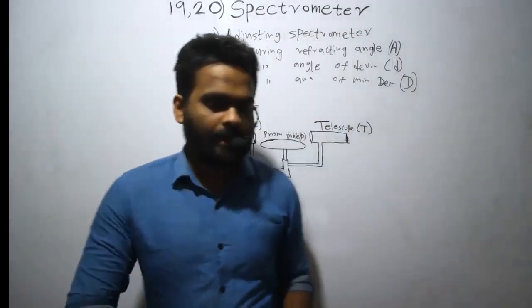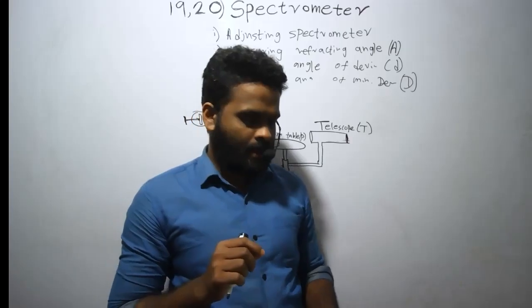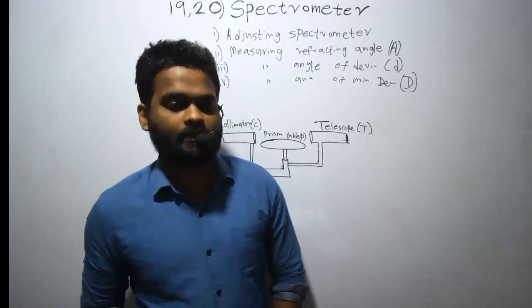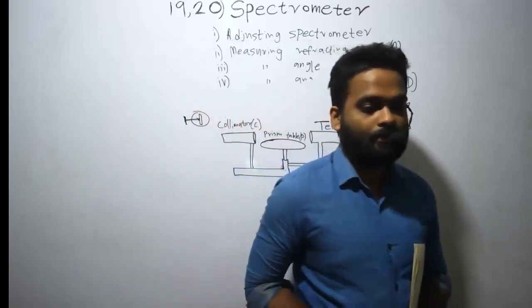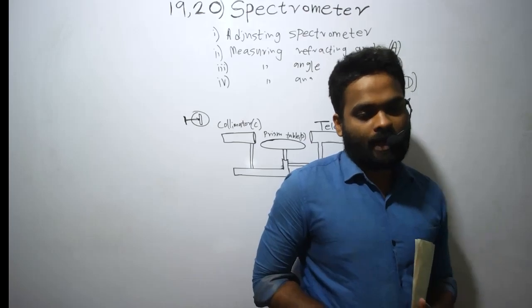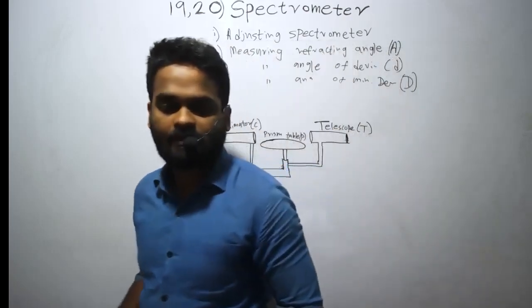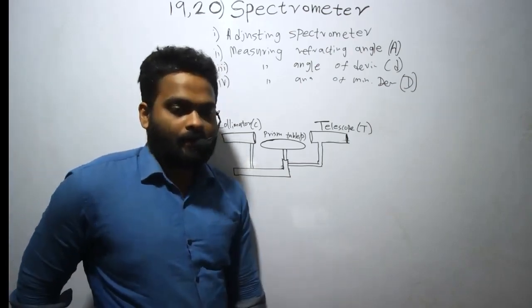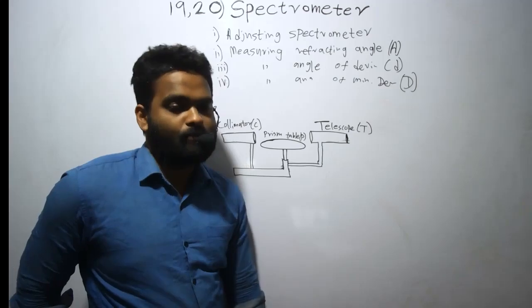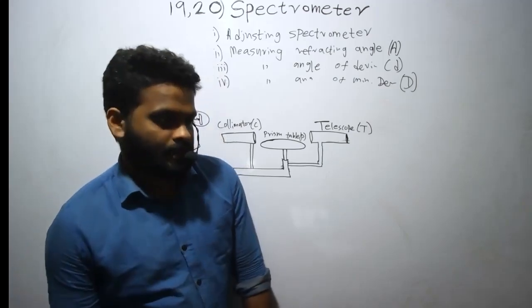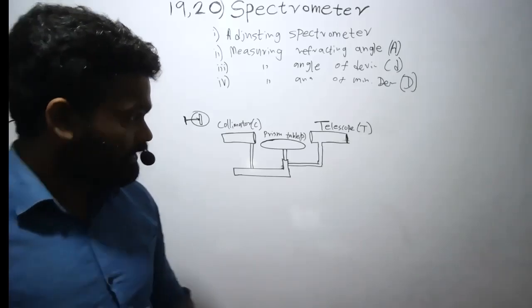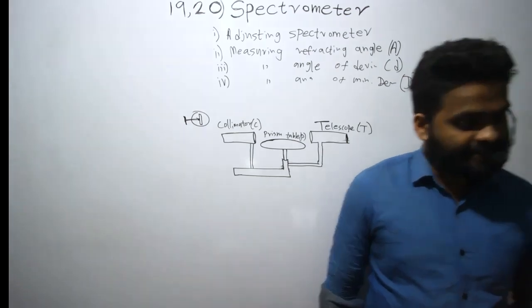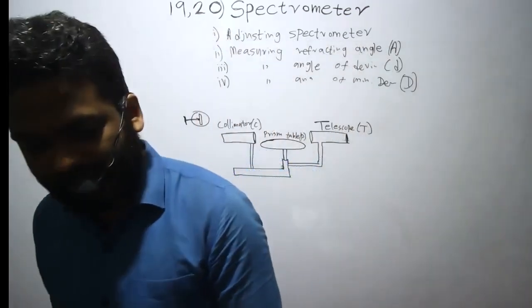Right. Under this, write down: prism table, capital P, and telescope, capital T, can be moved independently. Prism table and telescope can be moved independently.